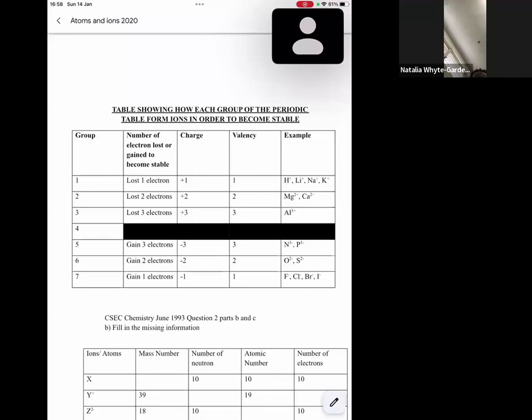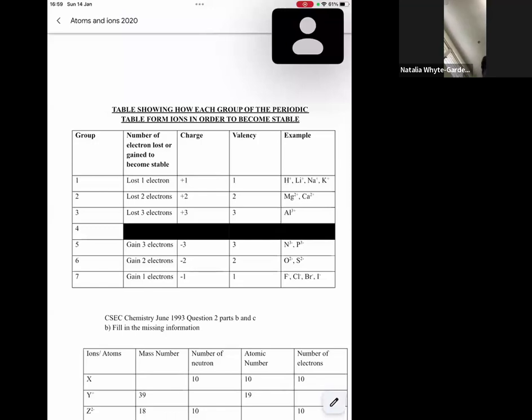Elements in group 5 need 8 electrons on their outer shell, so they gain 3. Their charge is 3-. So it's N3-, P3-. Elements in group 6 need 8 electrons on their outer shell, so they're going to gain 2. 6 + 2 is 8. So they gain 2 electrons and have a charge of -2. Examples are O2-, S2-.